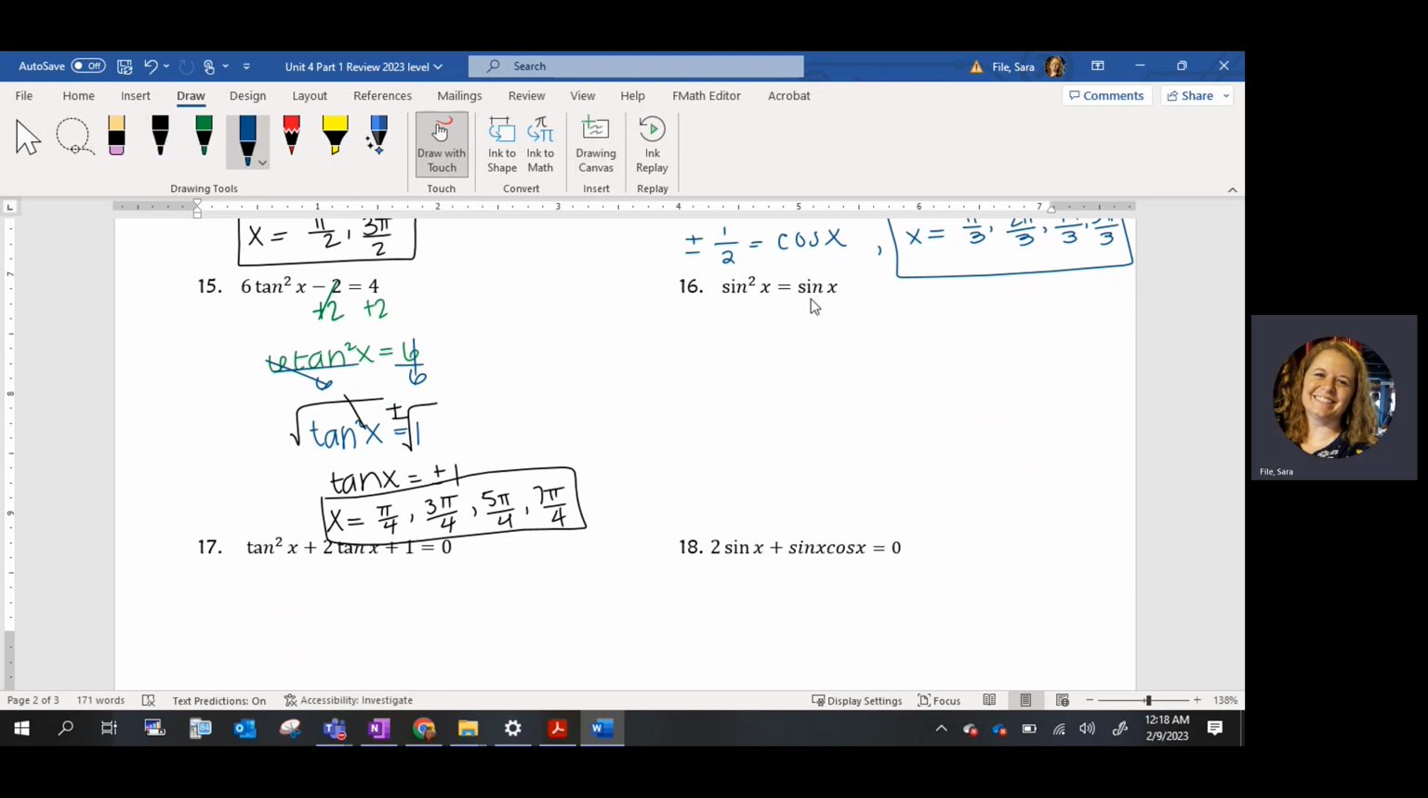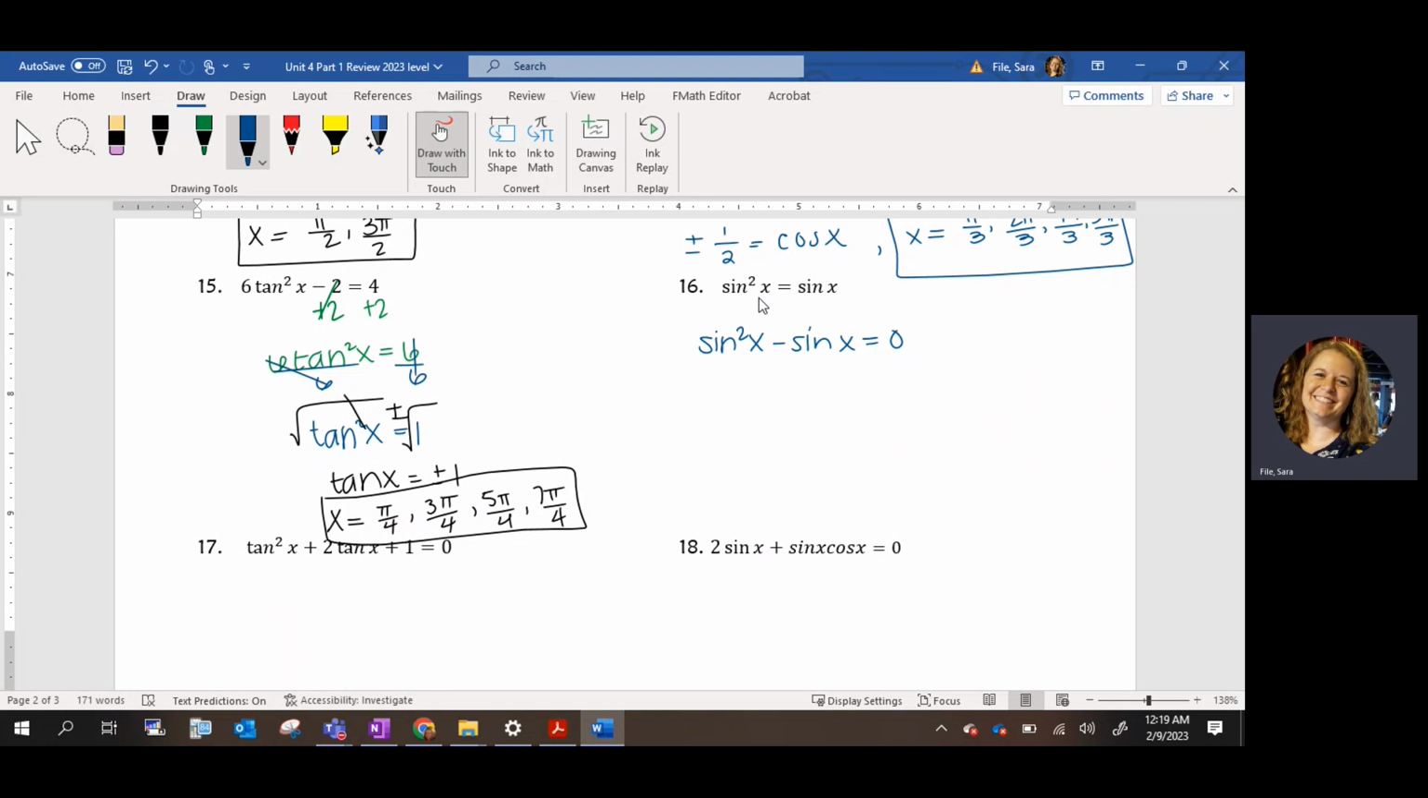Next up, we've got two trig terms. One is squared and one is not. So I can't just isolate one of them. They're both actually already isolated. When you have a quadratic form like that, you need to get them to the same side, set equal to 0. So I'm going to subtract sine x to the left side, and I'll end up with sine squared x minus sine of x equals 0.